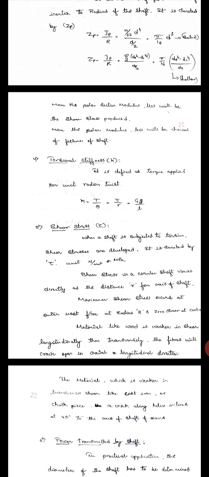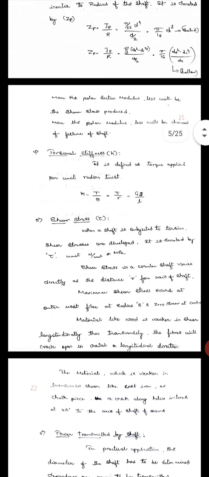Fifth one, shear stress, that is tau. When a shaft is subjected to torsion, shear stress are developed. It is denoted by tau. Unit is Newton per m square or MPa. Shear stress in a circular shaft varies directly as the distance r from the axis of shaft. Maximum shear stress occurs at outermost fiber at radius r, and zero shear stress occurs at center.